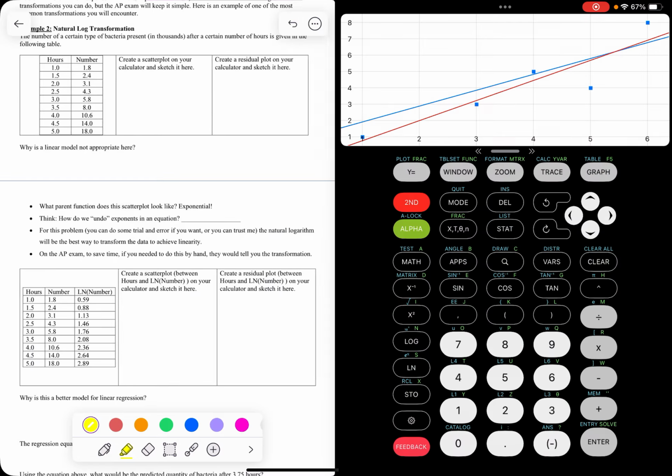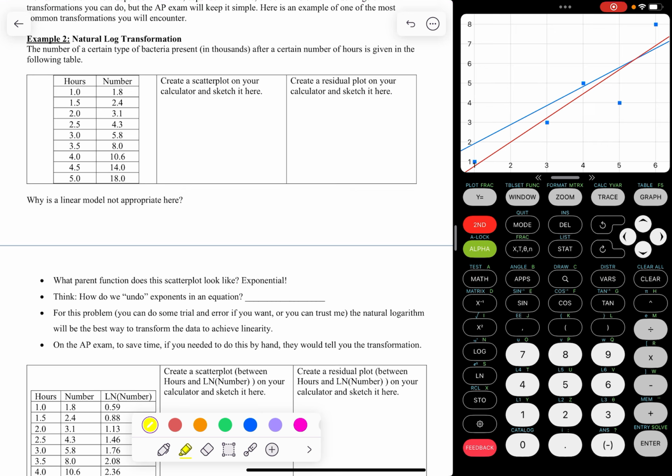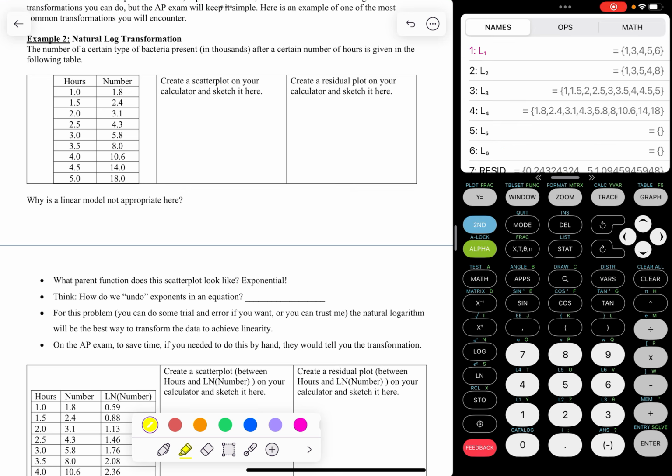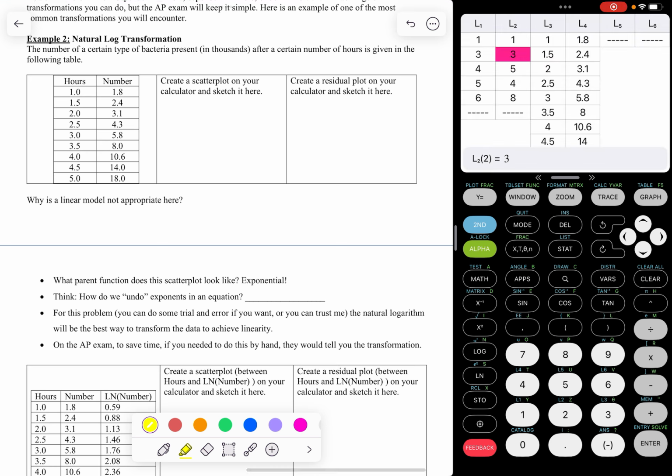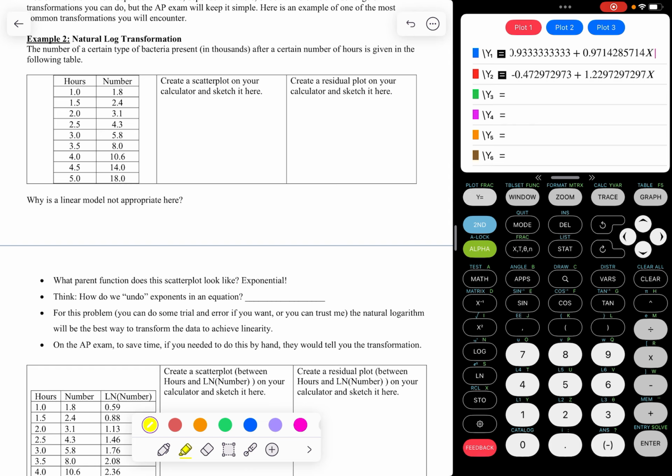I'm going to put my data into L3 and L4 just because I already have it typed in. So stat, edit, and you should see I have the hours in L3 and the numbers in L4. You can absolutely keep them in L1 and L2, and it's not going to make a huge difference. Just when I change my numbers, you won't change yours. So I'm going to create a scatter plot. The first thing I'm going to do is clear out both of the equations I used in the last problem, because your calculator will still try to graph those if you asked it to do Zoom 9.